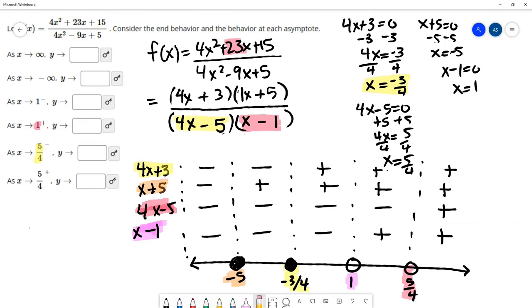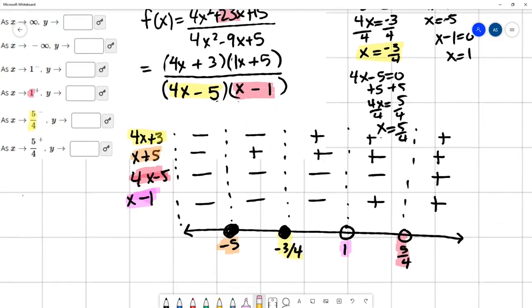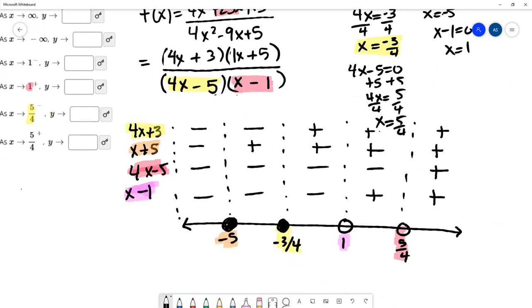So if we put all this together, 4 negatives, so for this section, 4 negatives multiply to be a positive. 3 negatives multiply to be a negative. 2 negatives multiply to be a positive. 1 negative is a negative. No negatives is a positive.